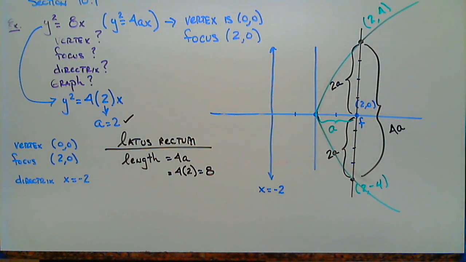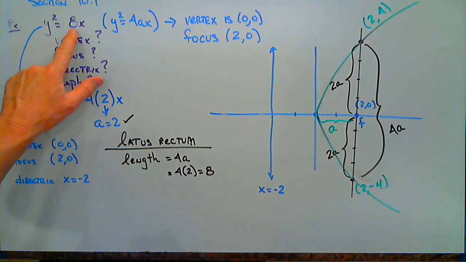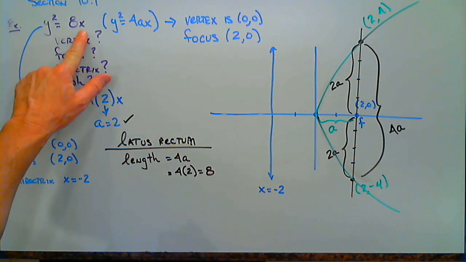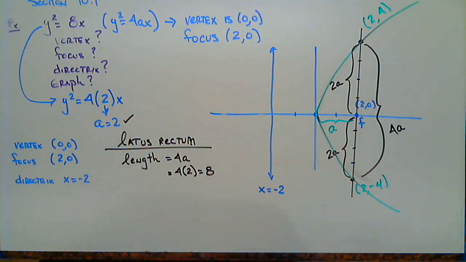See how much easier that is once we focus, pardon the pun, once we pay attention to the latus rectum. And if we're confused and if we don't think we drew the graph correctly, we can check. We have a point right here, (2, 4). Let's put in x is 2. 2 times 8, 16. y is 4. 4 squared, 16. It works.